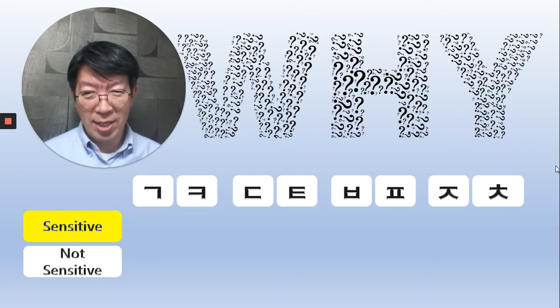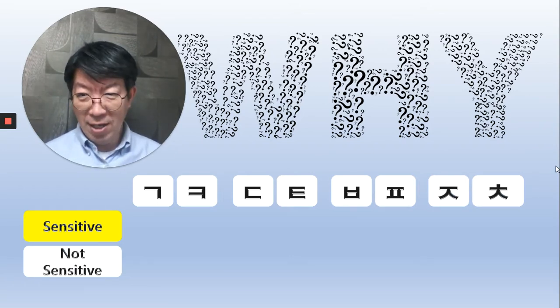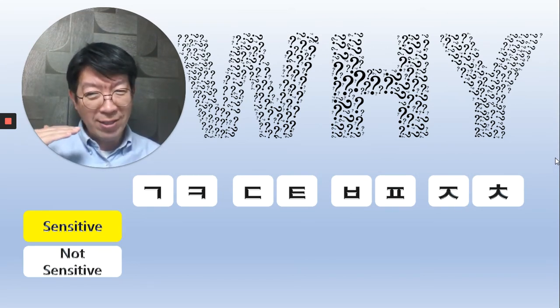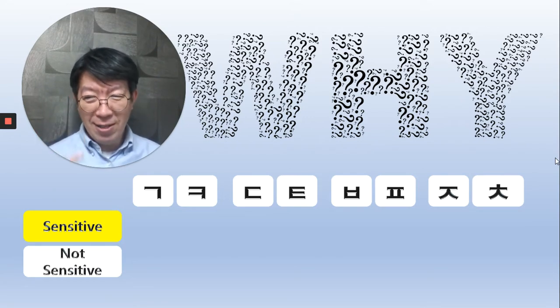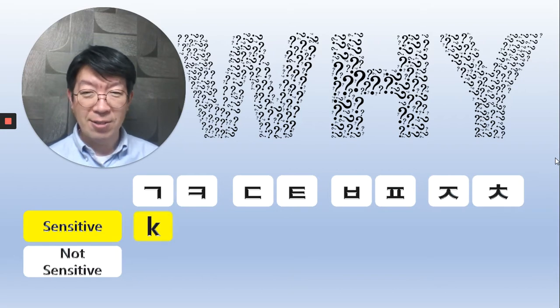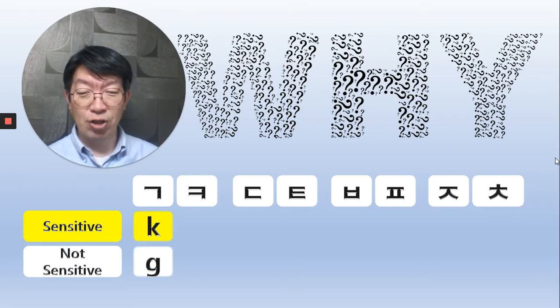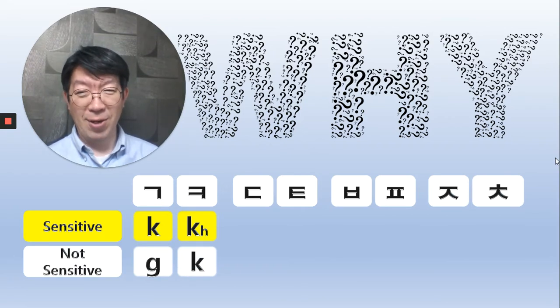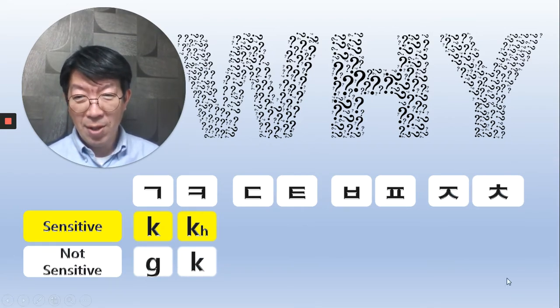So, as you see, first, I divided sensitive and not sensitive. Sensitive is for those who are quite sensitive to sound, and not sensitive is for those who are not very sensitive. When they hear Korean g, some said it sounds like k in English, and some said it sounds like g in English. And how about the k? Some said k, and some said k, like this way. So they said the difference between the g and k is this.